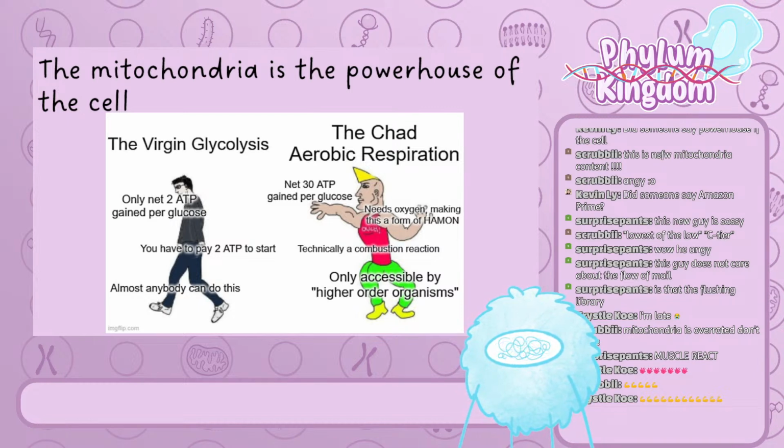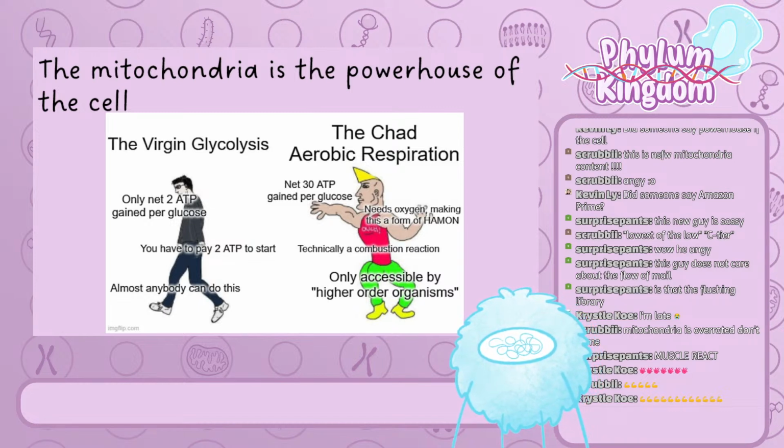And as opposed to glycolysis, which is pretty much accessible to any living cell that can eat glucose, the aerobic respiration that the mitochondria do is only reserved for eukaryotes, cells that contain that mitochondria. So you can join the exclusive club of organisms that can efficiently derive energy from your food.